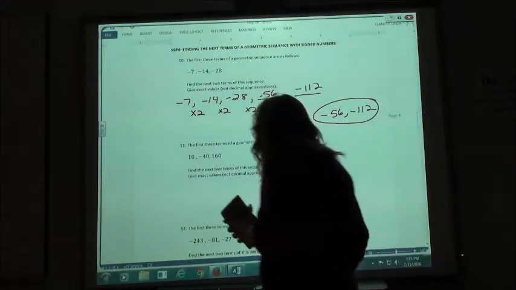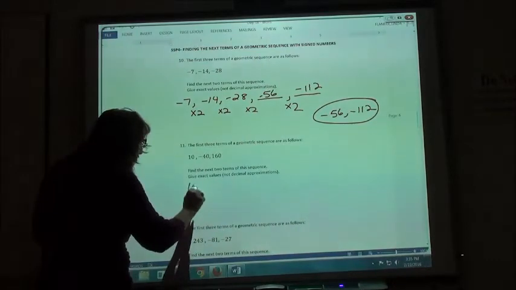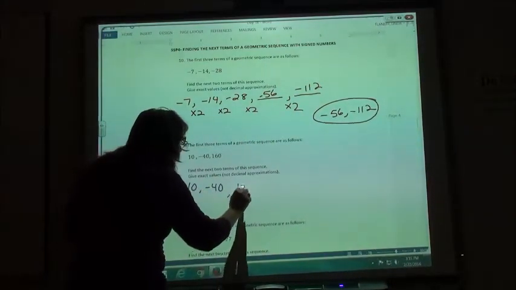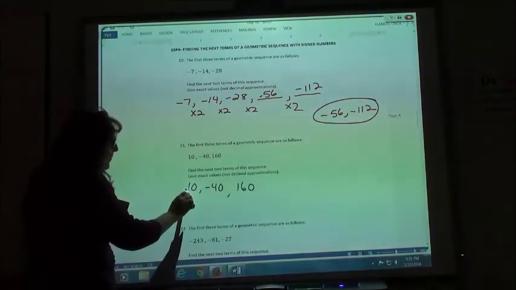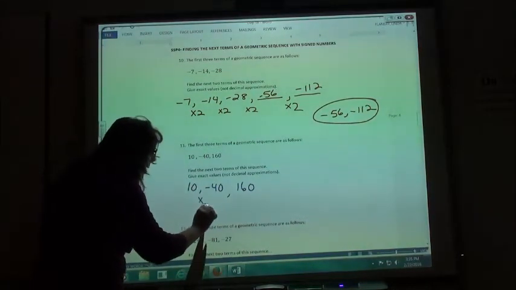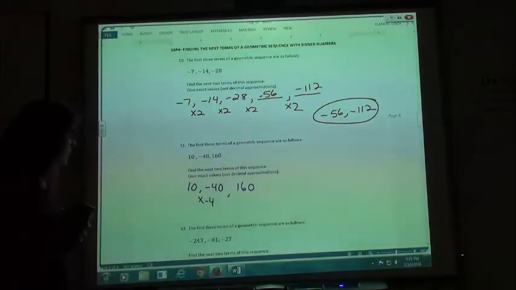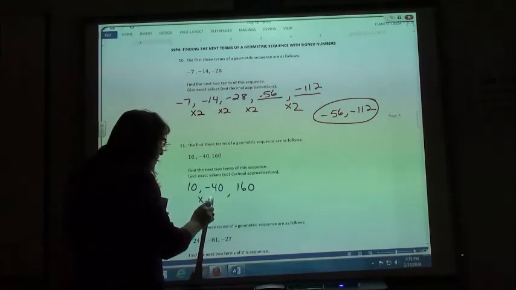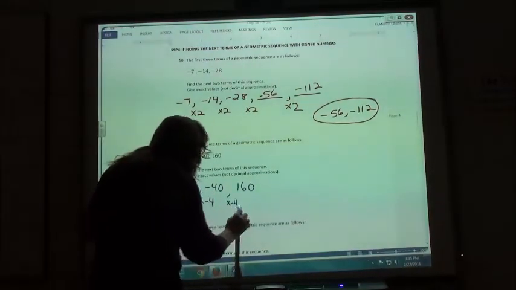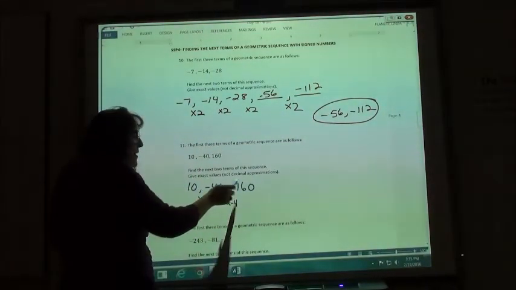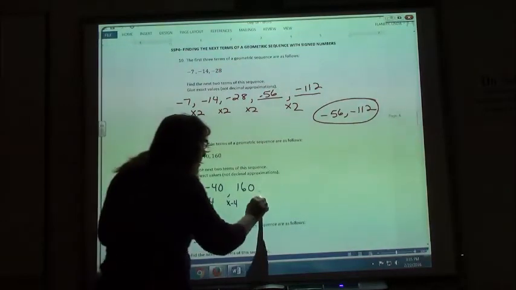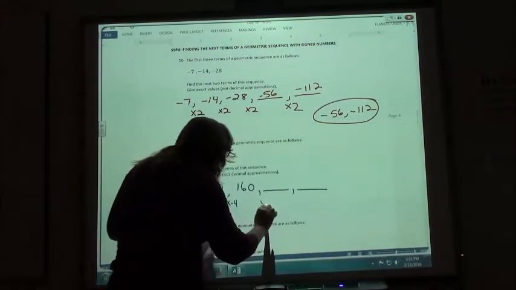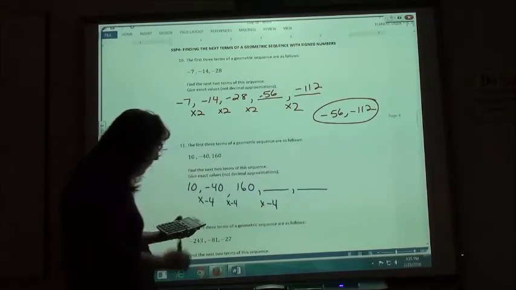For number 11, I have 10, then -40, then +160. To get from 10 to -40, I would have to multiply by a -4. If I take -40 times another -4, negative times a negative makes that a +160. So again, for my next two terms, I'm going to multiply by -4.